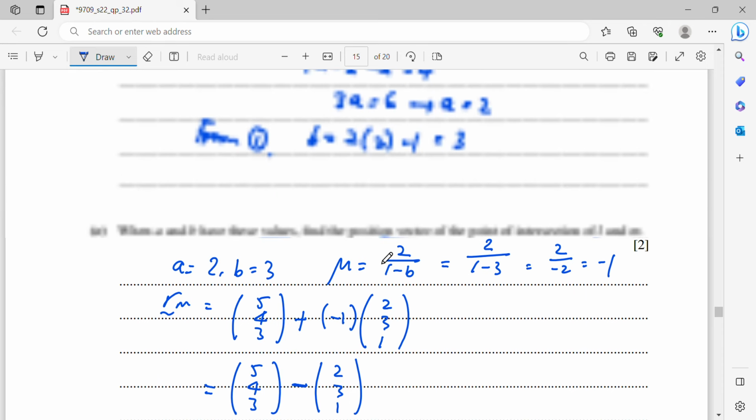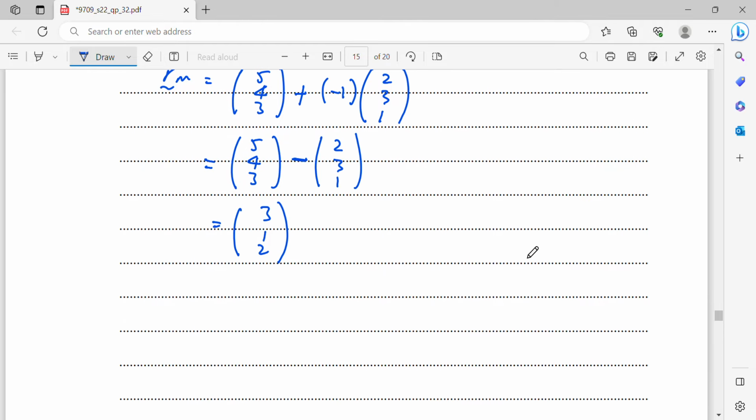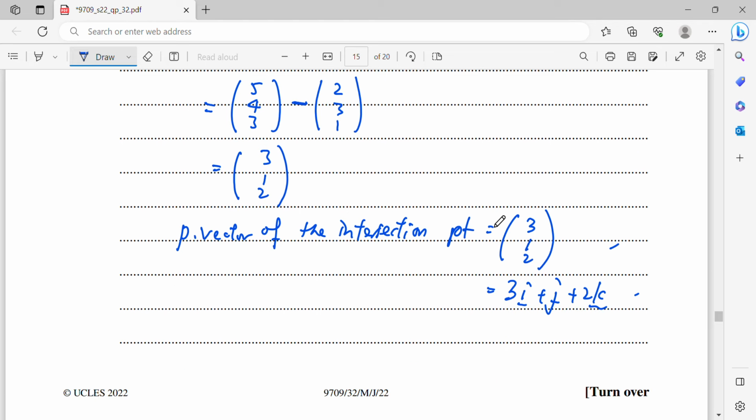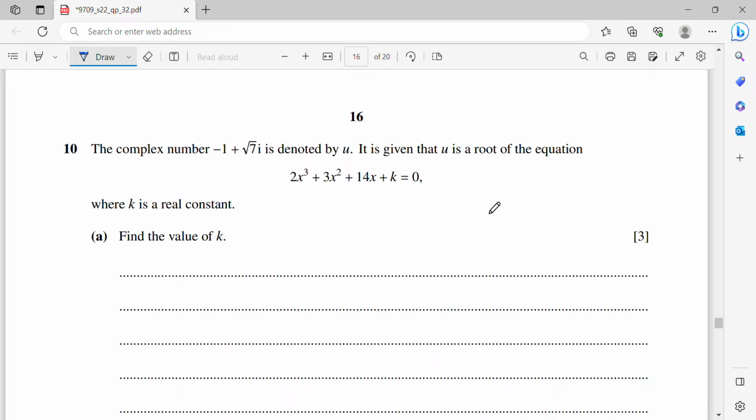Okay, so that is the position vector of the point of the intersection point. Equals to 3, 1, 2. Or you can say it is same as 3i plus j plus 2k. So you can leave your answer in first form or second form. Alright, so that's all for question 9.